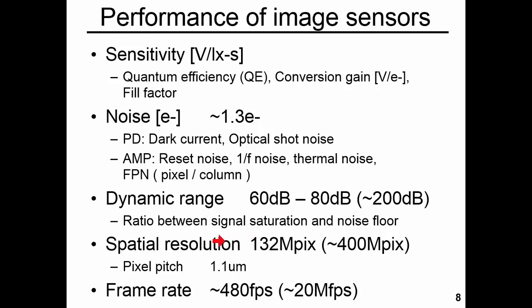Frame rate is also important for high-speed moving objects. Sometimes 480 frames per second is already realized, but for specific scientific applications, 20 megapixel frames per second image sensors have been reported.